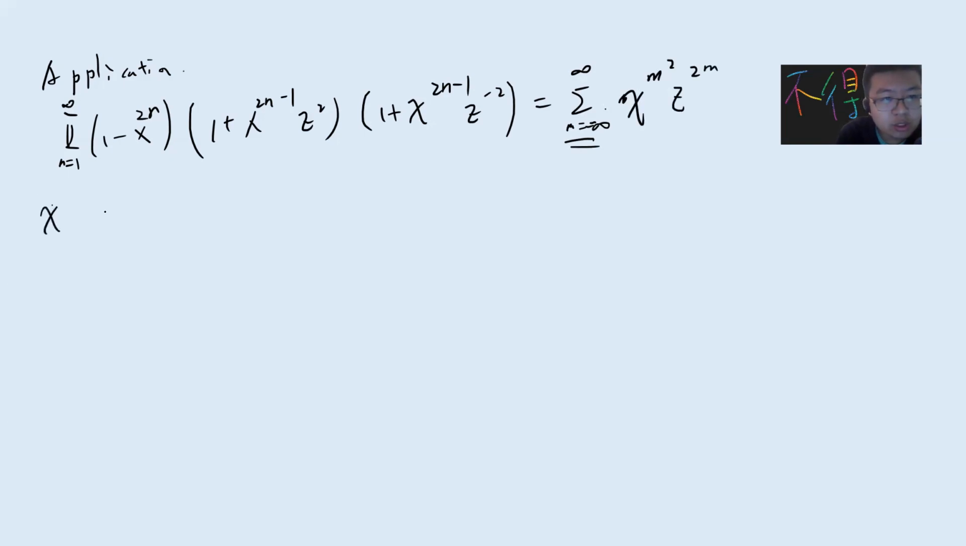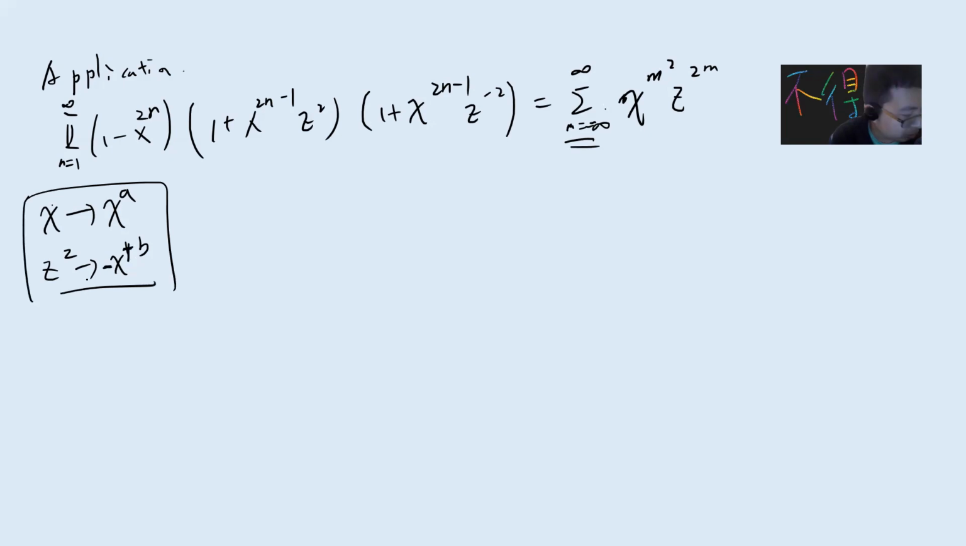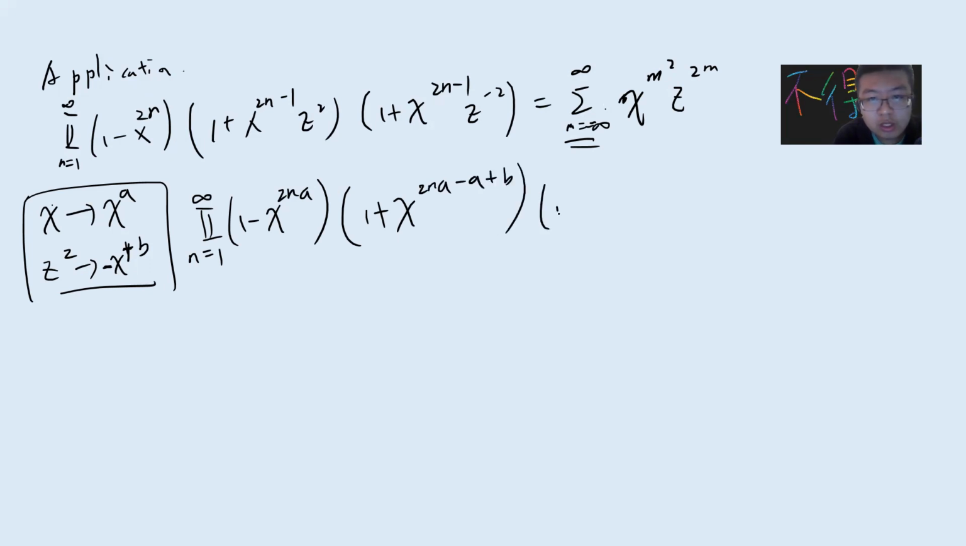Okay, so a simple application. Let's define x to be x^a and z^2 to be x^b, with a negative sign. Let me just do the simple replacement. Then I will get the product over n from 1 to infinity of (1 - x^(2na))(1 + x^(2na - a + b))(1 + x^(2na - a - b)), which equals the summation over m from negative infinity to infinity of x^(a m^2 + b m). So it's very simple.